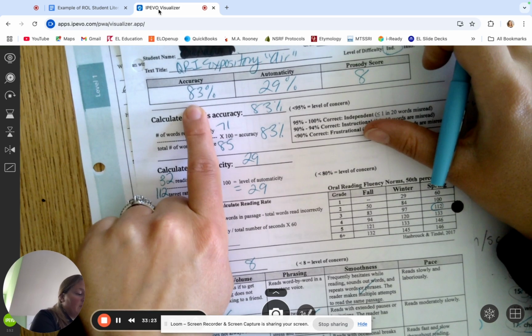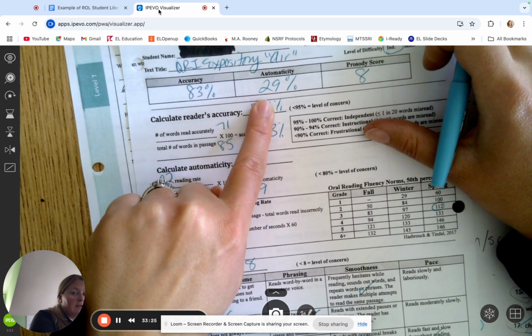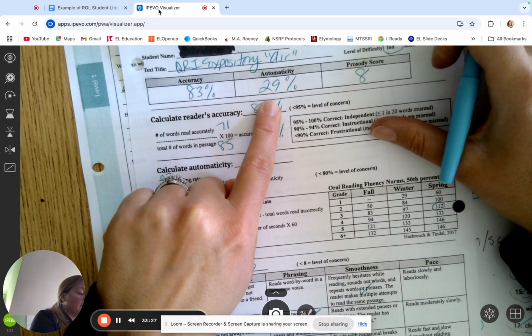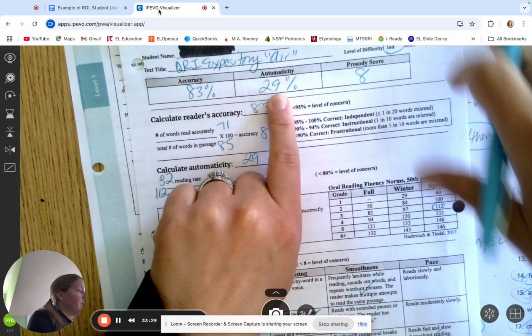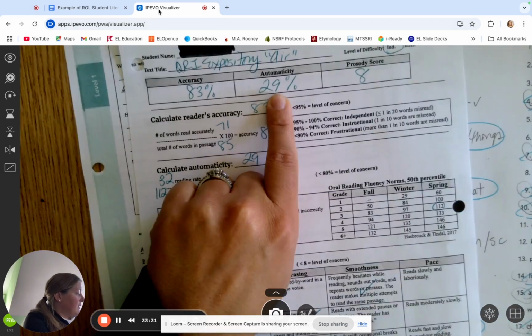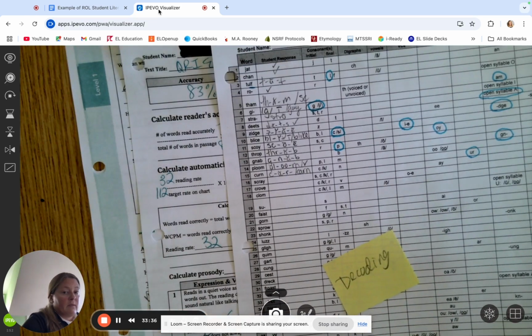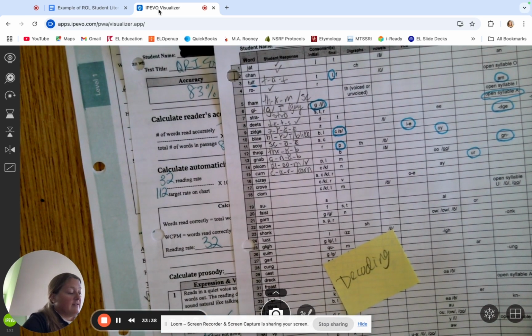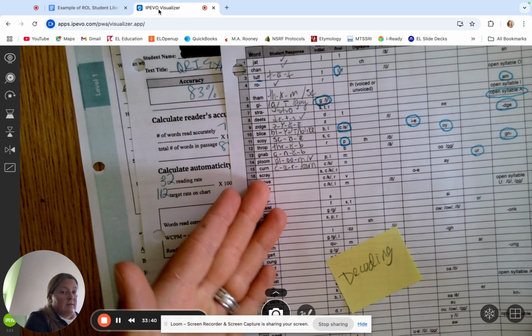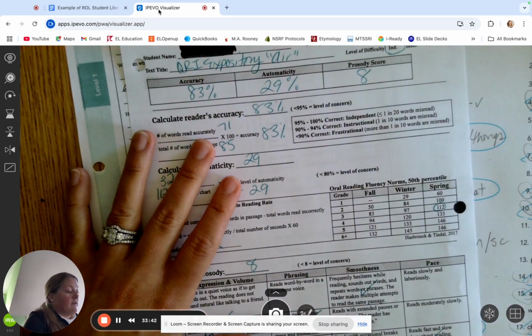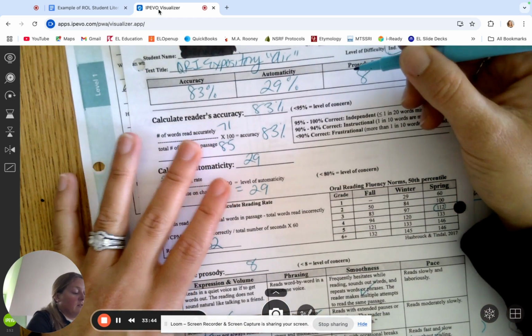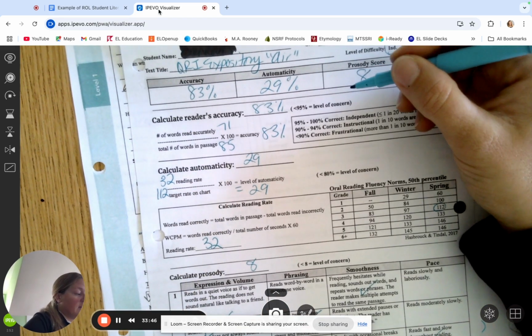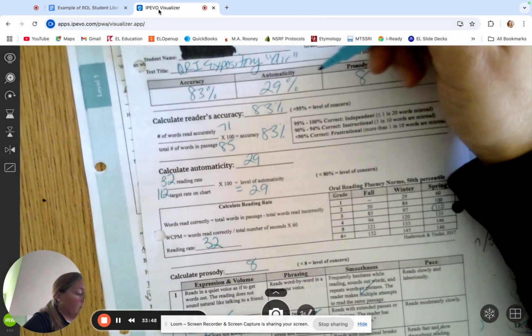So he read it with 83% accuracy. His automaticity rate is 29%. That's a big level of concern. But that makes so much sense because based on everything he was doing for his decoding, it's so slow and laborious for him. He's not automatic. It's very clear he's not automatic. He's not identifying words in 3 seconds or less. There's a lot of cognitive energy into letter mapping still and decoding those words.